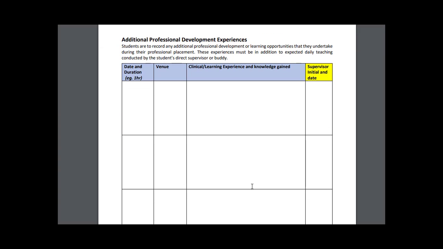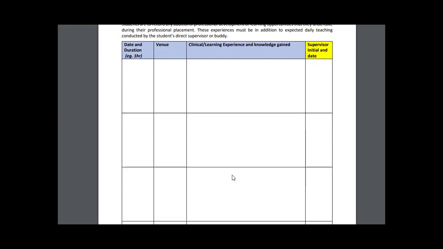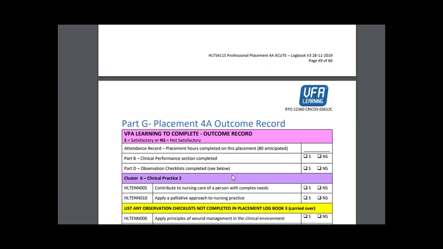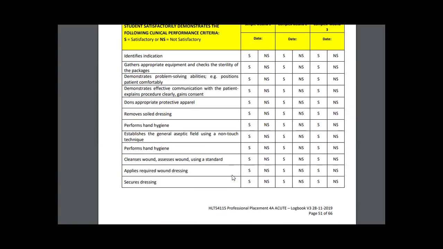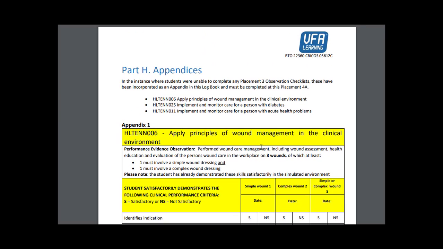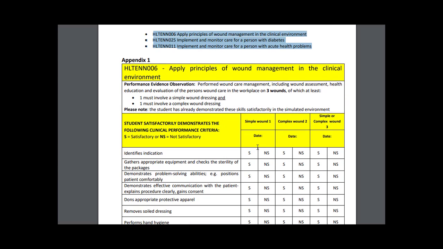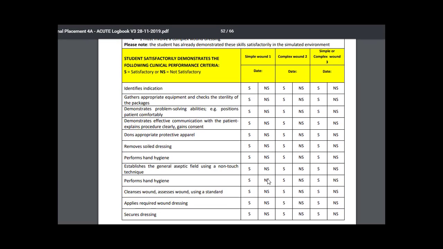So this section here is all the same as what the other placement logbooks are, whereby we have some space there for any in-services that you attend, and then obviously submission of the book. Okay, there is a section here for any students that didn't complete any checklists whilst on placement 3. These appendices are basically just in case they were unwell during placement and didn't get a chance to get all of their checklists signed off for cluster 5. Otherwise, that's it.